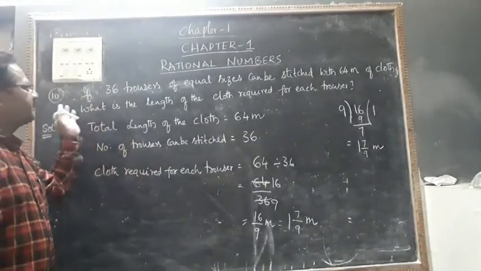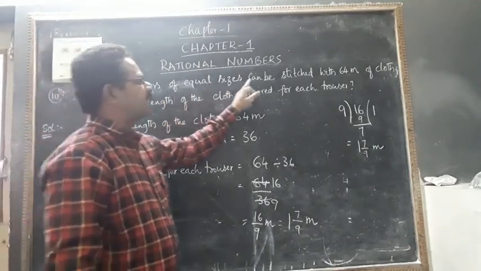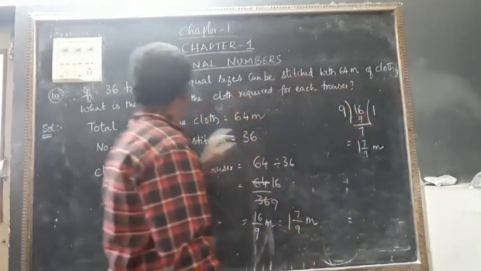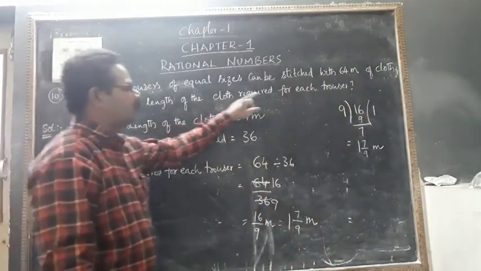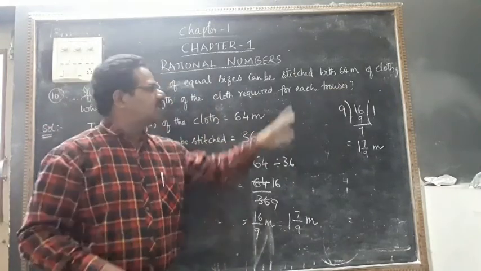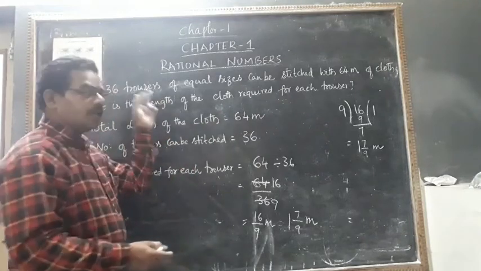Yes, come to the next sum, 10th sum. If 36 trousers of equal sizes can be stitched with 64 meters of cloth, what is the length of the cloth required for each trouser? We have a cloth that is 64 meters with us. We can stitch 36 trousers.